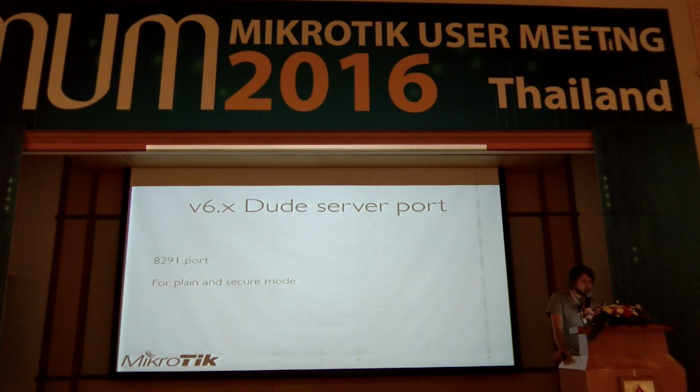The next thing is that the server port of the Dude will be changed in version 6.37, and it will be port 8291. Now the Dude server port is used for plain, and the secure port also uses 8291. It's the same port as the Winbox port, and it will be used for both plain and secure mode of connection to the Dude. So we use the same port as Winbox, 8291.